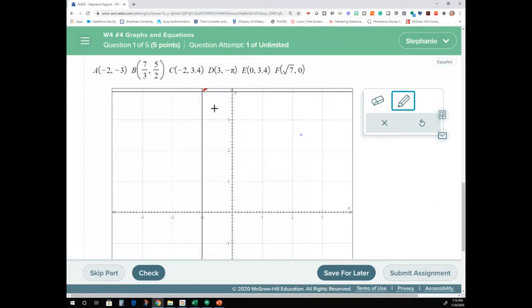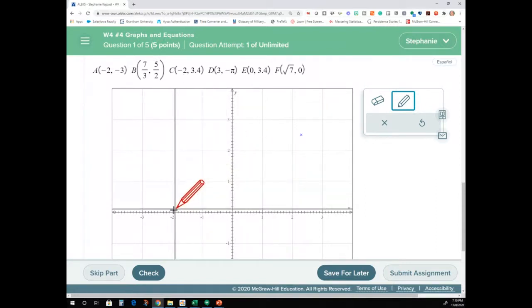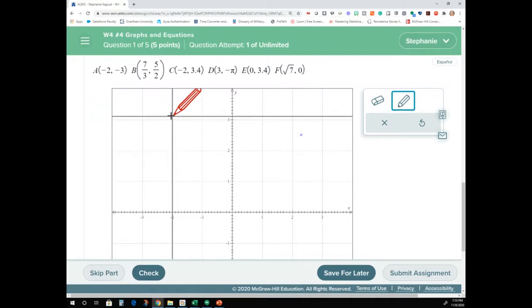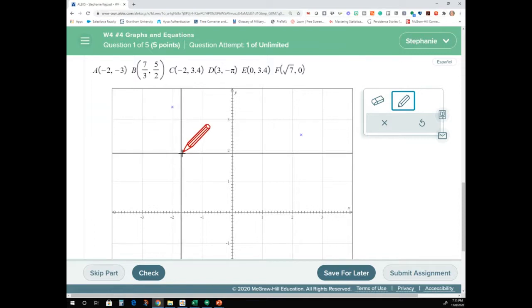So I'm at -2 on the x, so that's easy. I'm right down here. And then 3.4. So I need to go up because that's positive. I'm going to go up to 3. And then the 0.4 means I need to go up 4 ticks. So 1, 2, 3, 4. I need to double check if my x is still on -2. And then I click.